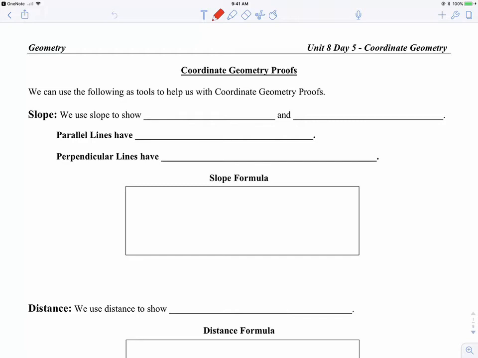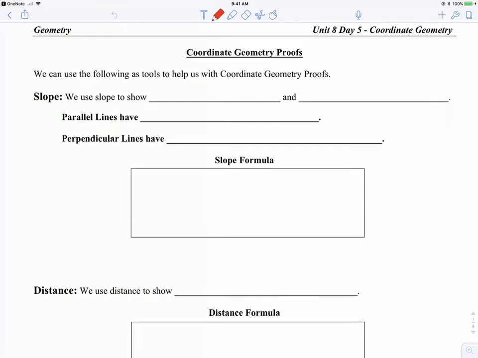So to do that in coordinate geometry, the way to show segments congruent is with the distance formula. The way to show that segments are parallel, that's with the slope formula. If we want to show a rectangle, we want to show that segments are perpendicular so that we can show that it's a right angle. And when we have all right angles, we know we have a rectangle. So the way that we can show that line segments are perpendicular is also using the slope. So before we can do all that, we have to talk about these formulas: slope, distance formula, okay?